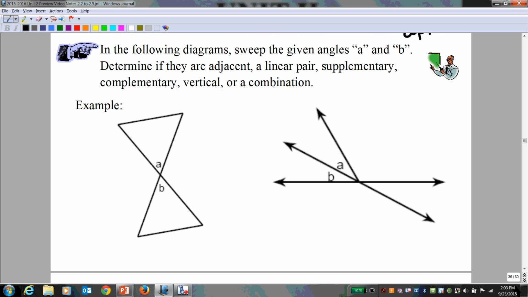It says, in the following diagram, sweep the angles A and B. Determine if they're adjacent, a linear pair, supplementary, complementary, vertical, or a combination. Ready? I'll do this first one with you. Sweep them.